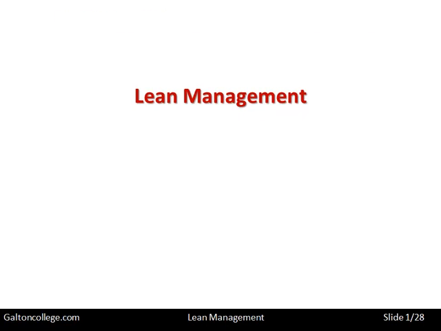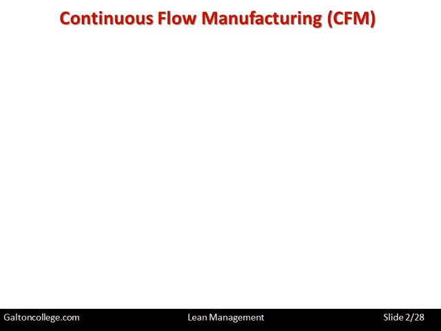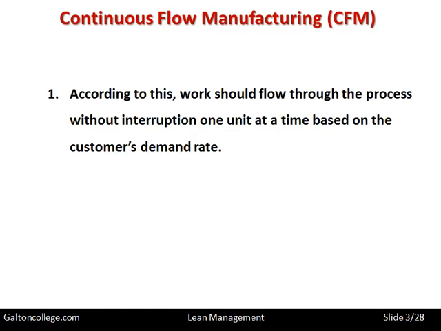So let's start. We're going to talk about continuous flow manufacturing, CFM. Now, according to this, work should flow through the process without interruption, one unit at a time, based on the customer's demand rate. So the customer places an order, and that activates the system, and then the order should be completed one unit at a time, flowing through the system, and the system should flow smoothly and efficiently from start to finish.